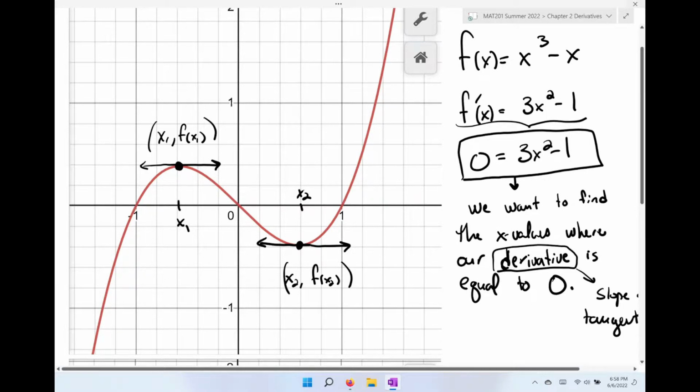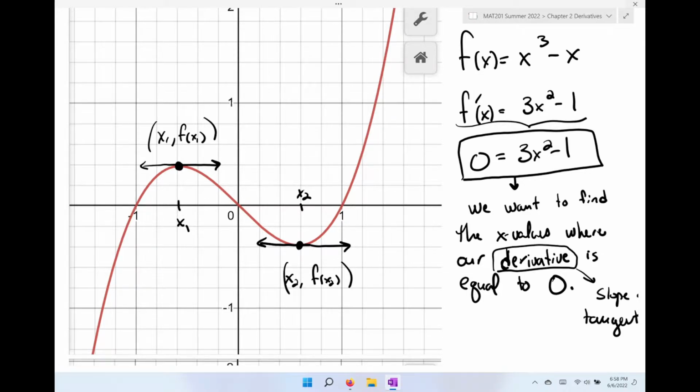So what we can do with this information is use it to plot a graph of our derivative. I'm not going to do it yet because there are some other things I want us to go over. But just know that at x1 and x2, we have a derivative equal to 0, which means the slope of the tangent line is equal to 0 at those two points.